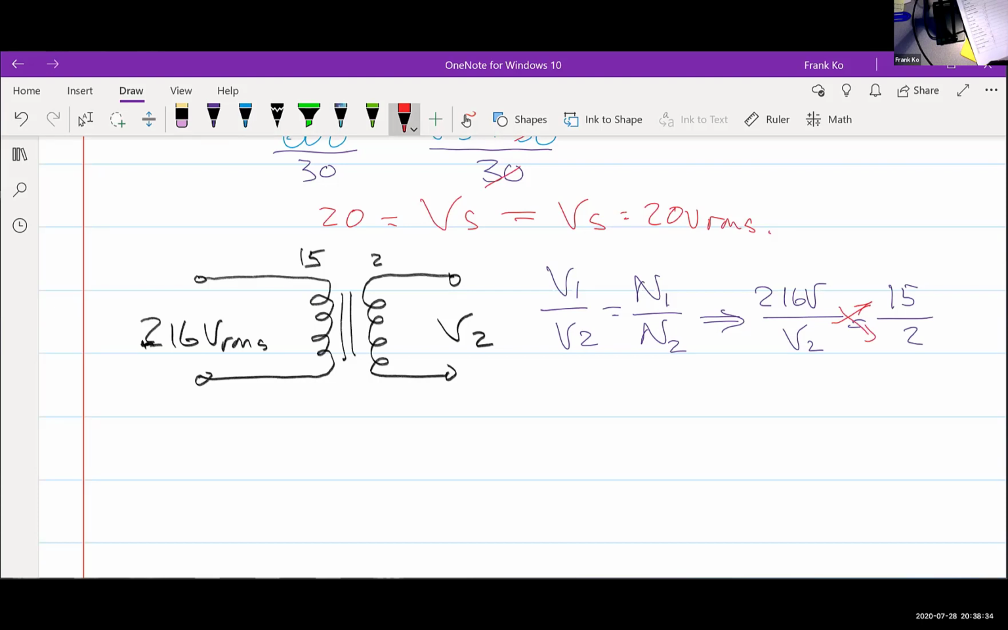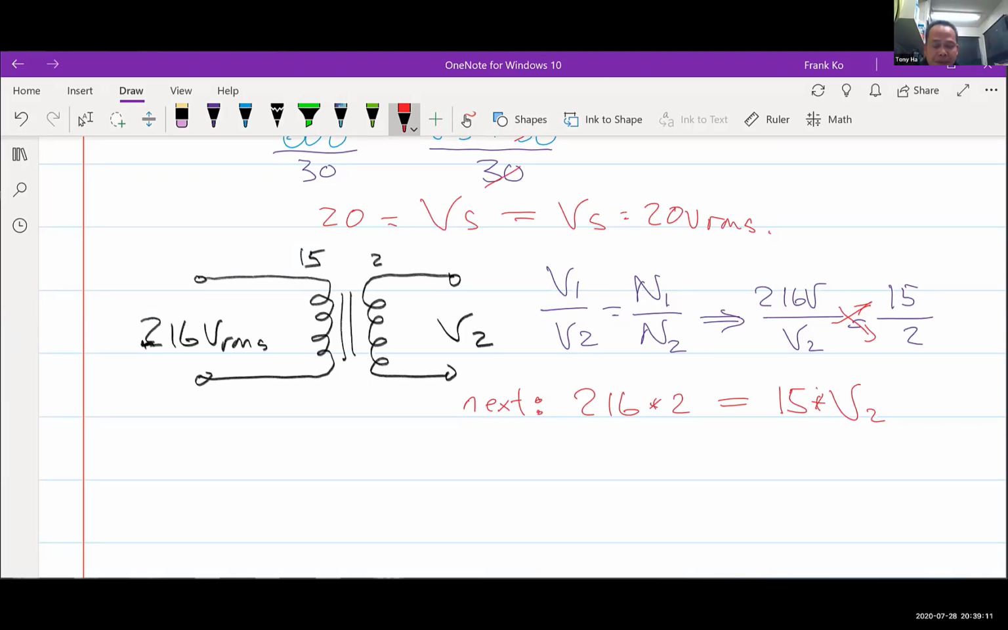So the next equation would be written how? Tony, how would I write the next equation? What equals what? 216 times 2 equals 15 times V2. Perfect. So far, how many people agree with this next step in red?